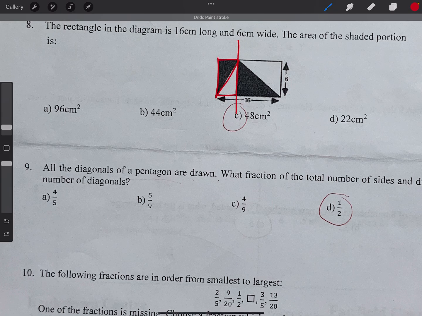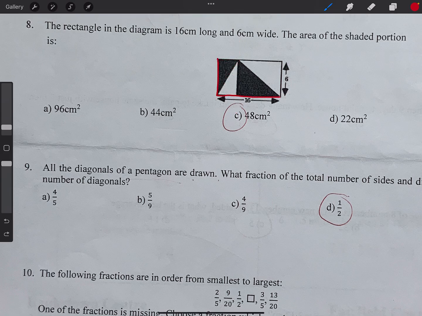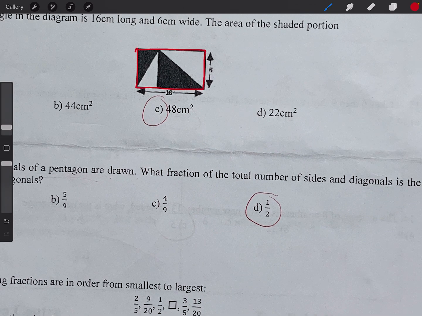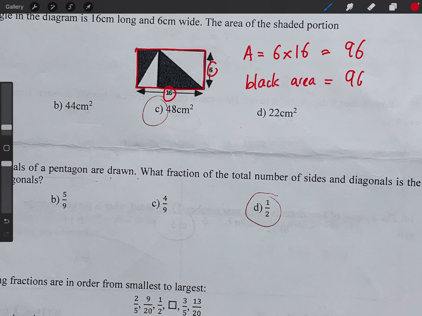So the whole thing must be a half. What I mean by the whole thing is that all of the black pieces must be half of the entire big rectangle. So let's find the area of the big rectangle. The area is equal to 6 times 16, because there's 6 and here's 16, equal to 96. Now the black area is half of 96, because the black area is half of the whole rectangle. So halve it, get 48.